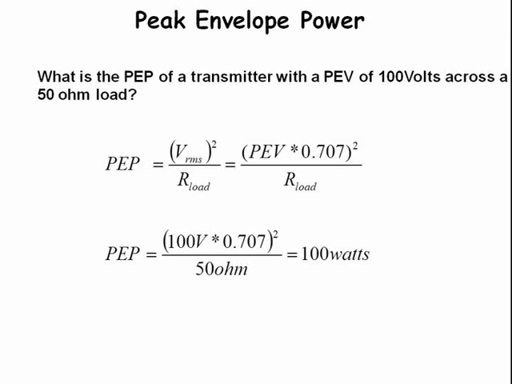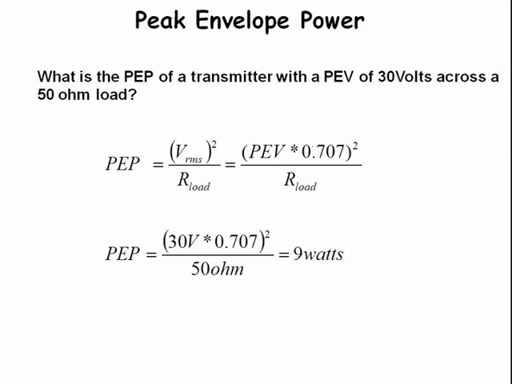What is the peak envelope power of a transmitter with a peak envelope voltage of 100 volts across a 50 ohm load? Well, we said that peak envelope power equals 100 times 0.707 quantity squared divided by 50 for this problem, which equals 100 watts. What is the peak envelope power of a transmitter with a peak envelope voltage of 30 volts across a 50 ohm load? Well, for this problem, peak envelope power equals 30 times 0.707 quantity squared divided by 50, which equals 9 watts.